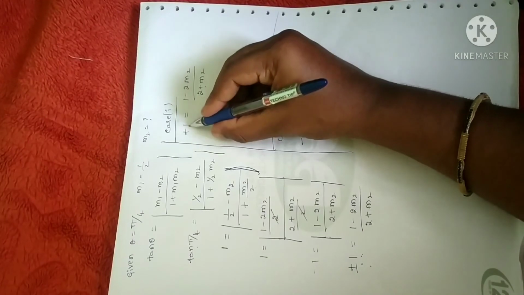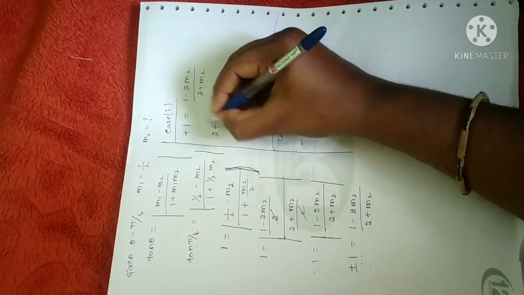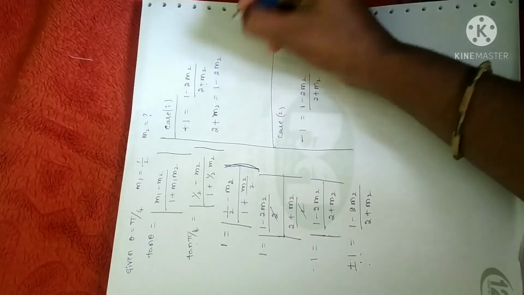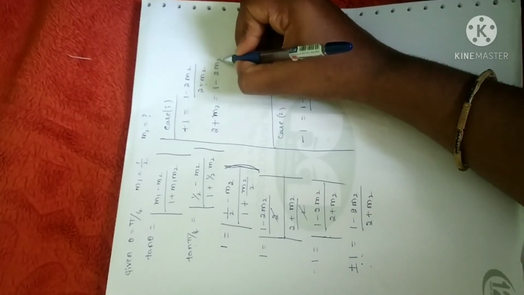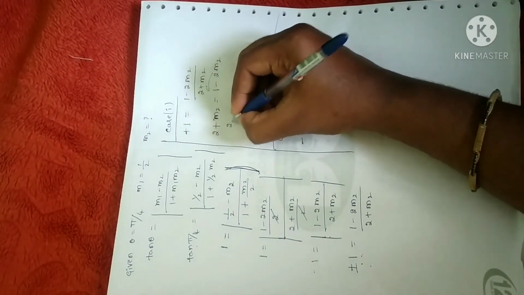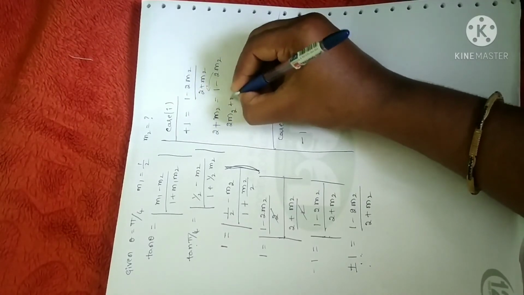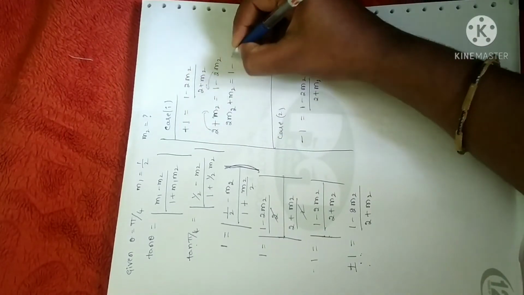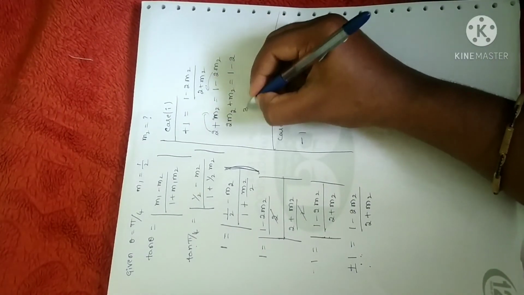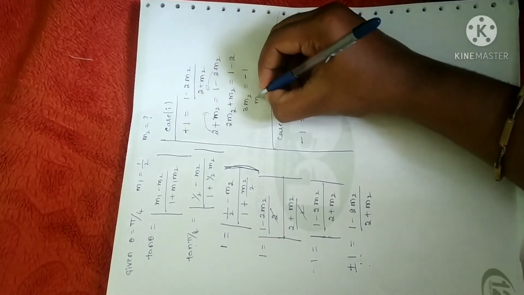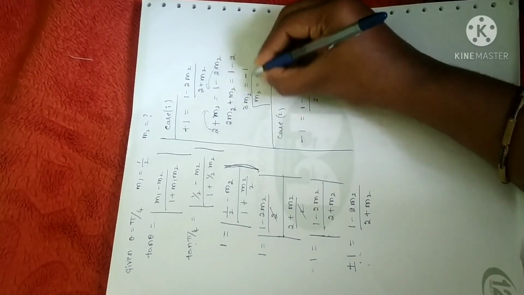Now do the cross multiplication. So 1 into 2 is 2, plus 1 into m2 is m2, is equal to 1 minus 2m2. Now our aim is to find the value of m2, so shift the terms containing m2 to one side. Minus 2m2, when you shift, you will get plus 2m2 plus m2 is equal to 1. I'm going to shift this 2, so you will get 1 minus 2. 2m2 plus m2 is 3m2 is equal to 1 minus 2 is minus 1. So the value of m2 is minus 1 by 3.